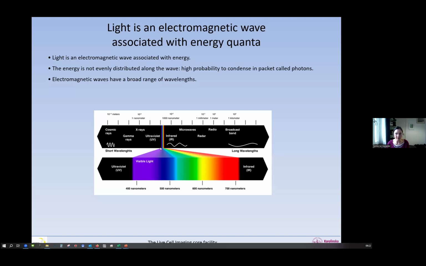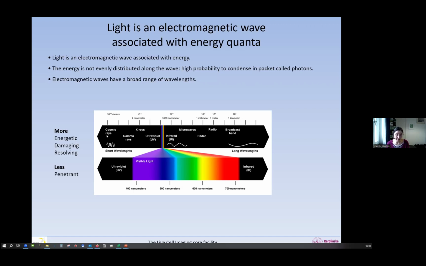But if we look at the visible range here, we can see different colors, and we start in the UV, and we go from more or less 400 nanometers to 700 nanometers. But for the different electromagnetic waves, we have different properties. So if we go to the short wavelengths, the electromagnetic wave is more energetic.